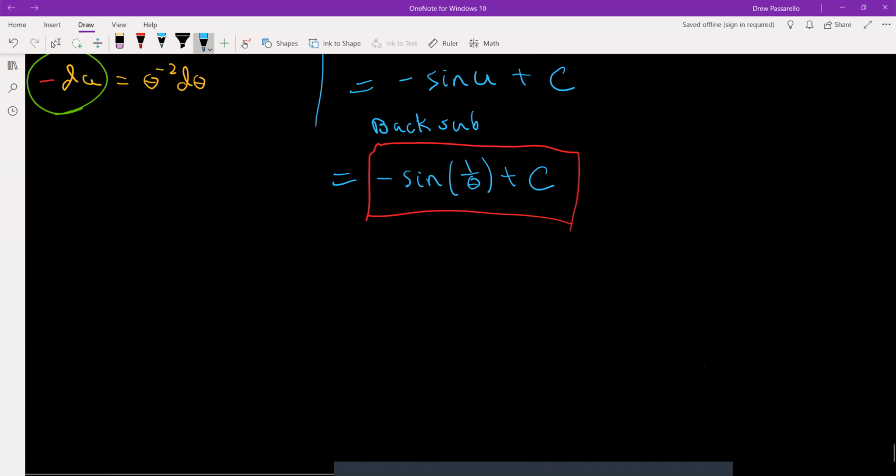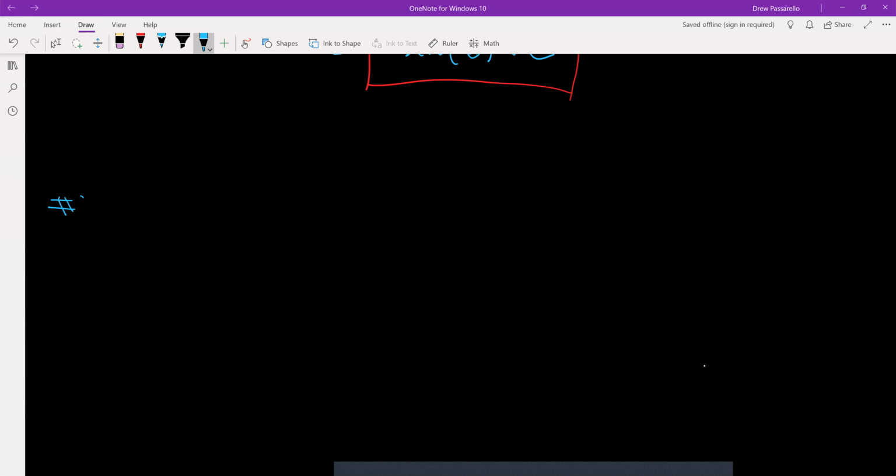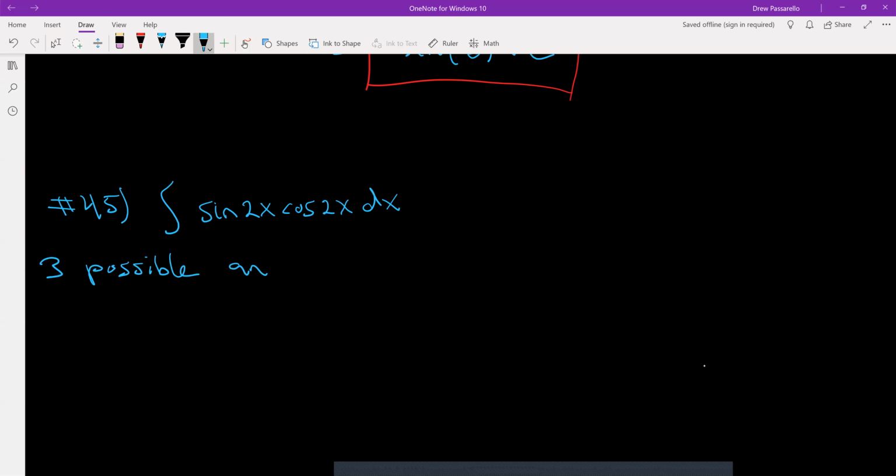All right, and this number 45, so they have sine of 2x, cosine of 2x, and then dx. Now I'm going to say there's multiple ways to do this problem. There's 3 possible answers, or there might be more, but there's 3 possible answers I know, depending which route you take.